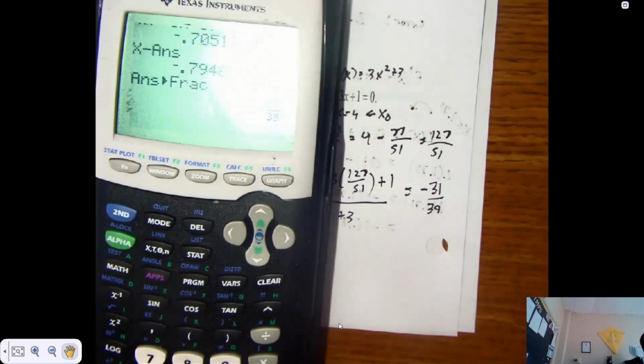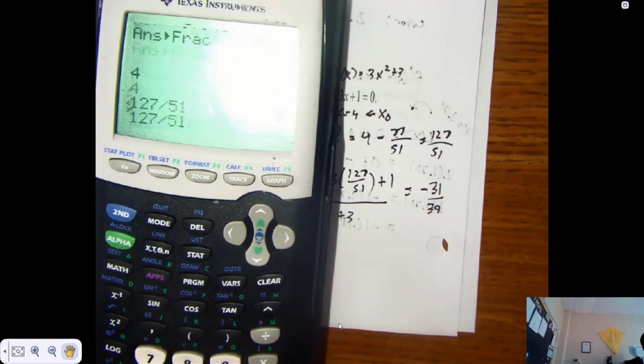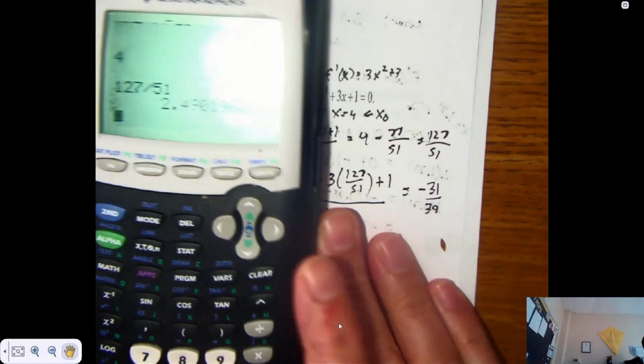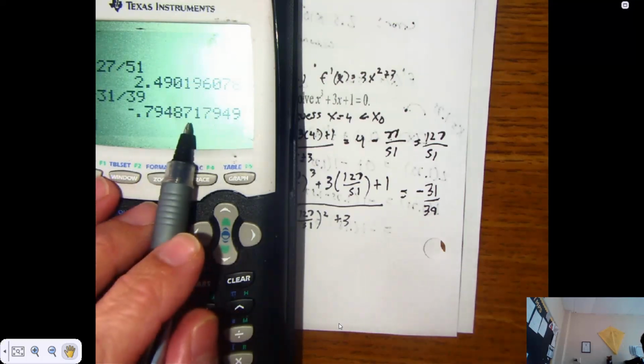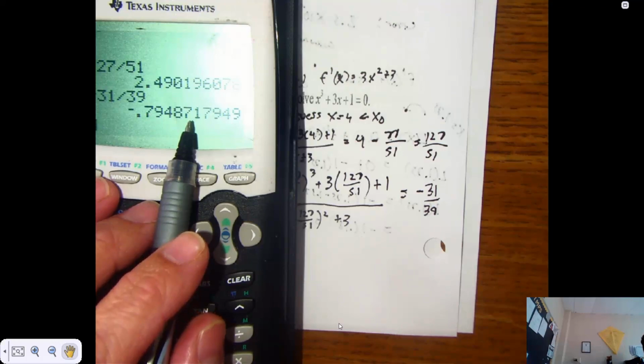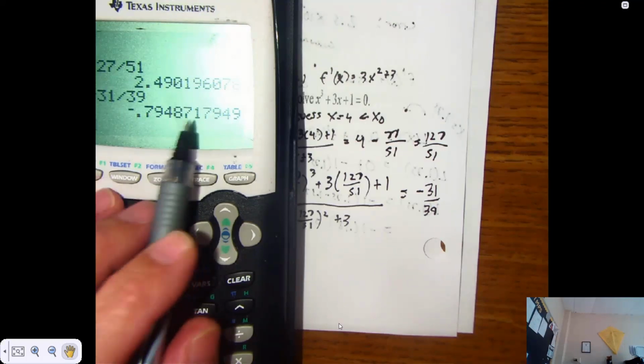Let's see, we've gone from 4 to 127 over 51. We dropped quite a bit, didn't we? Now we're down to negative 31 over 39. It's still honing in. You see that? It's decreasing, but it's decreasing by less. We'll stop once it's honed in. That's when we stop. You'll see that it's going to start getting really accurate pretty soon. Now, the number of iterations you do depends on how bad your first guess was, or how good your first guess was.